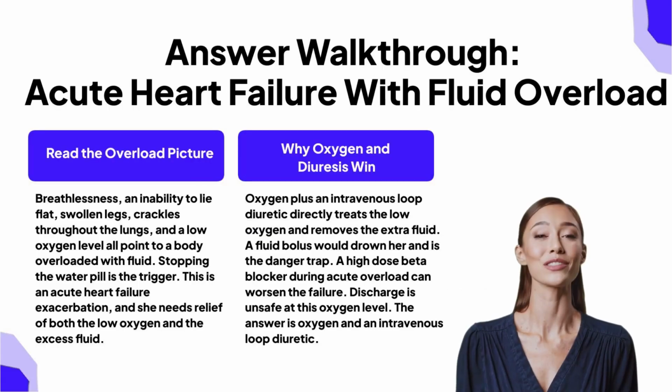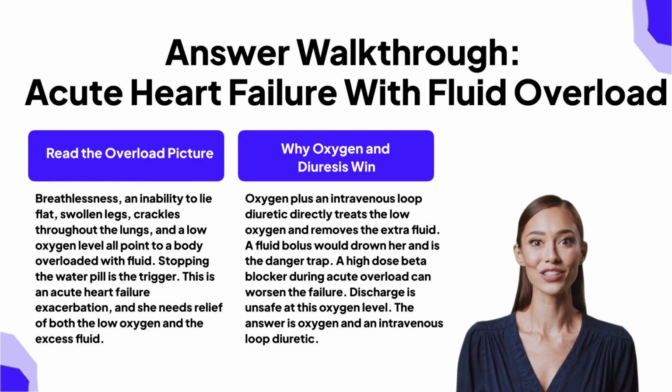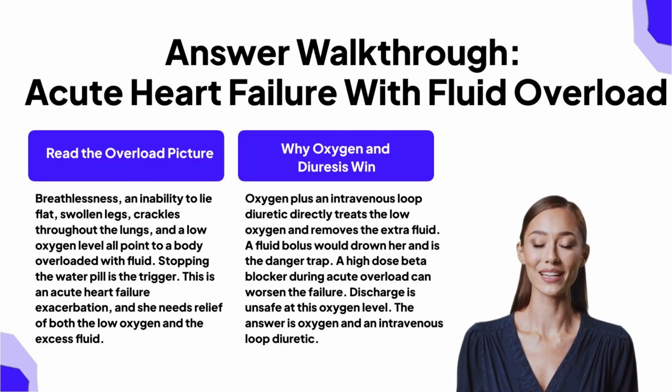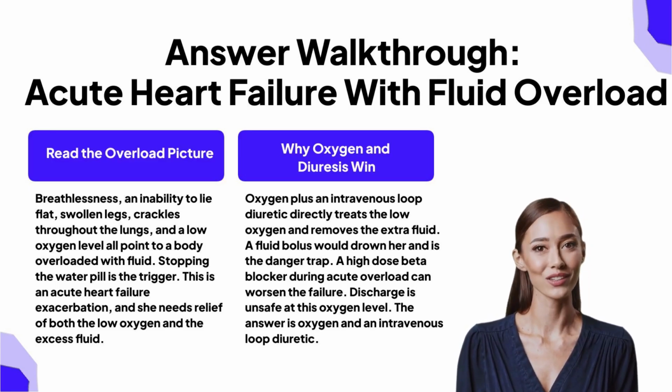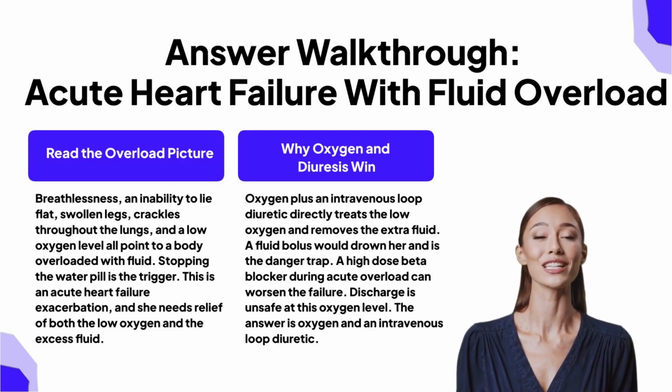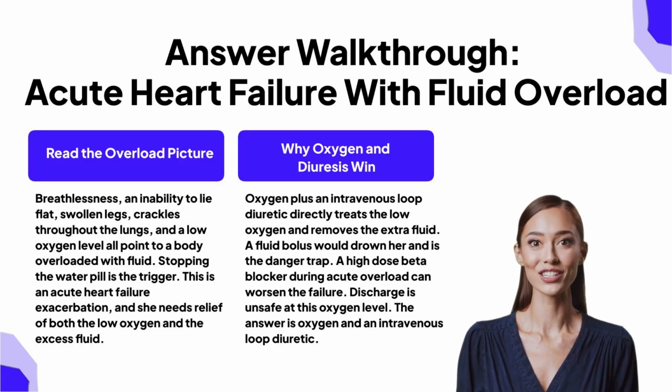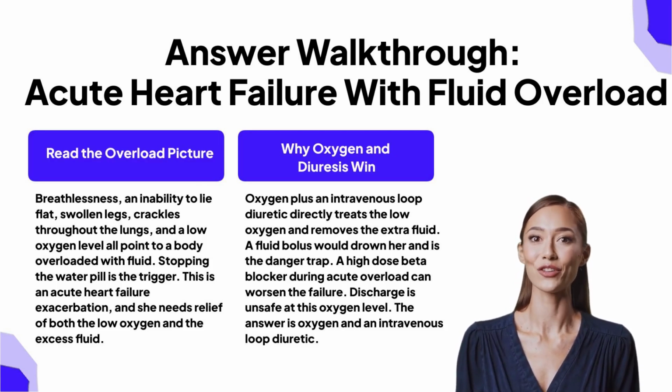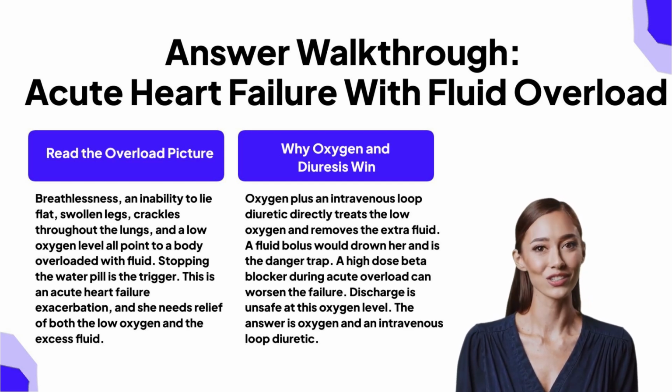Let us work through this answer. First, read the overload picture. Breathlessness, an inability to lie flat, swollen legs, crackles throughout the lungs, and an oxygen level down at 88% all point to a body overloaded with fluid, and stopping the water pill last week is the trigger that tipped her over. This is an acute heart failure exacerbation, and she needs 2 things relieved right now: the low oxygen and the excess fluid. Now, why do oxygen and diuresis win?